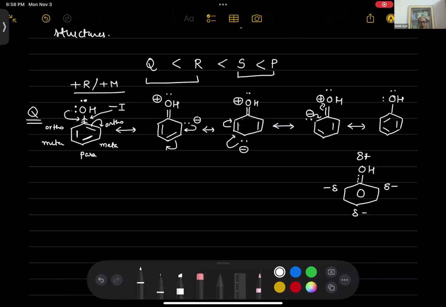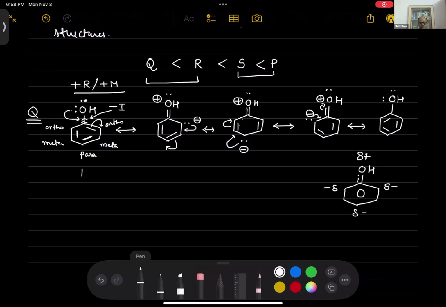Okay, if there is a plus R or plus M exerting group, that is going to bring in negative charge on the ortho and para positions. And if there are electron withdrawing groups like minus R, NO2, that is going to pull the pi electrons. That is going to bring in positive charge on the ortho and para positions. Is this clear or not? Yes, sir.